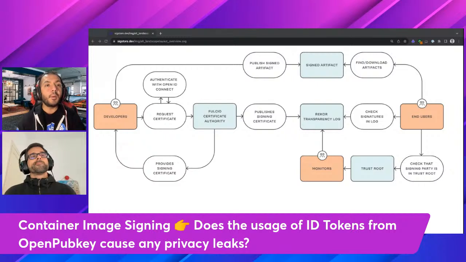Yes, got it. And now I think we can circle back on communication here. So, are there any security concerns to be aware of when adopting OpenPubkey today?